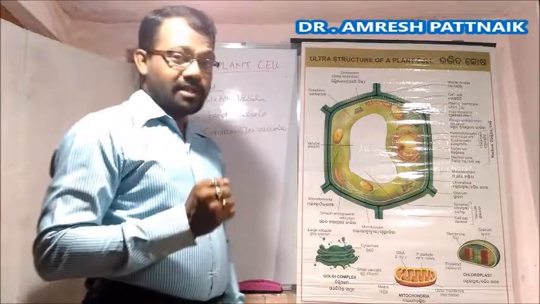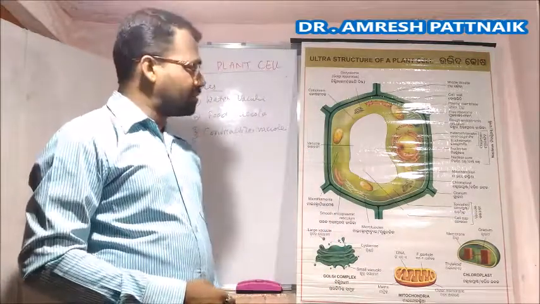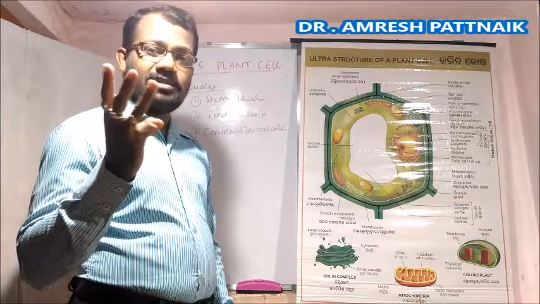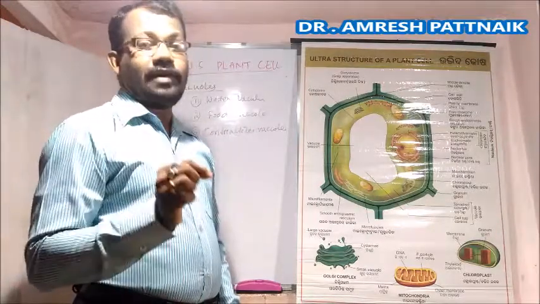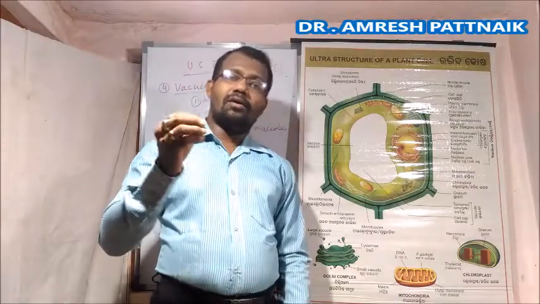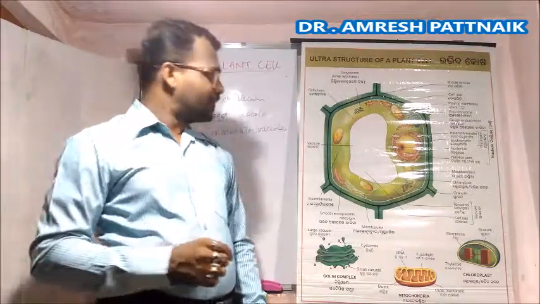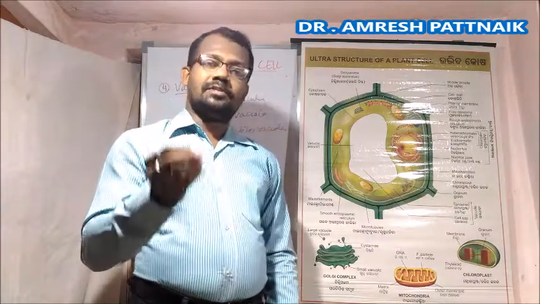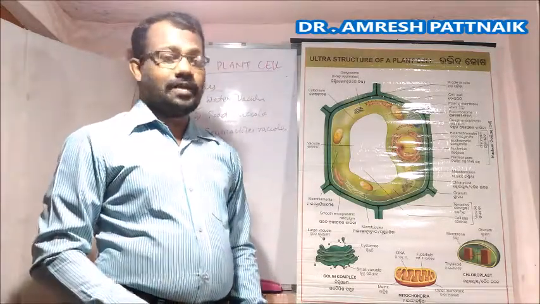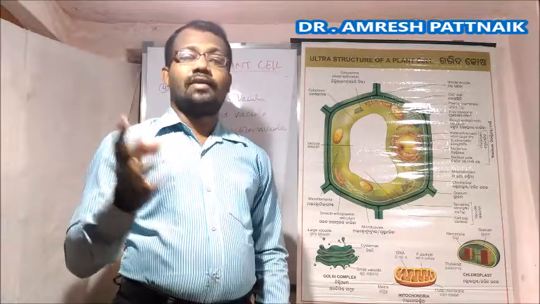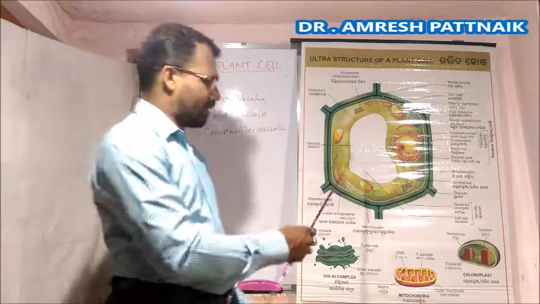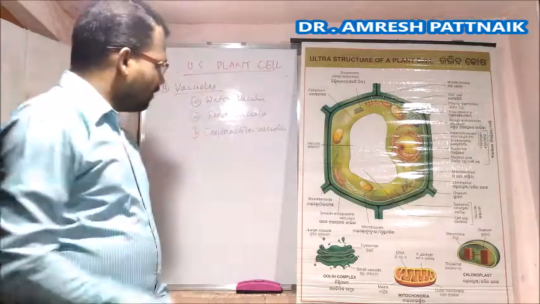Okay, how many types of vacuoles are there? Three different types. One is water vacuole, second is food vacuole, third is contractile vacuole. Water vacuole is found everywhere, in almost all plant cells. Food vacuole is found in lower organisms, for example amoeba, and contractile vacuole is found exclusively in amoeba. So we will discuss these vacuoles. What is the vacuole meant for?